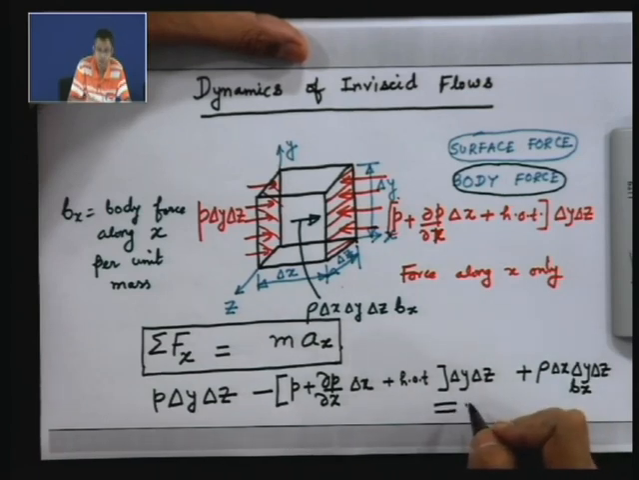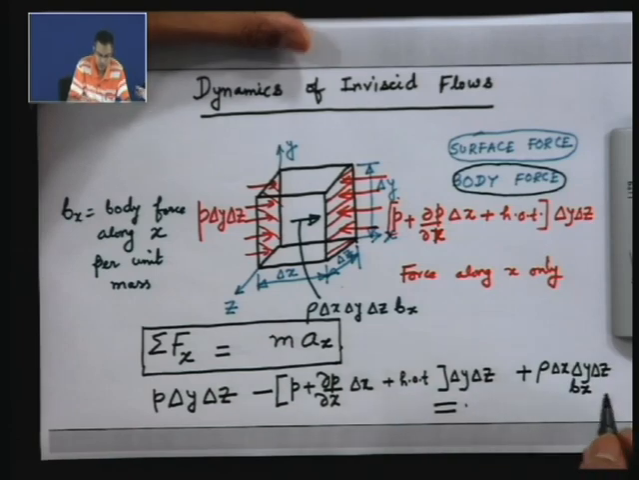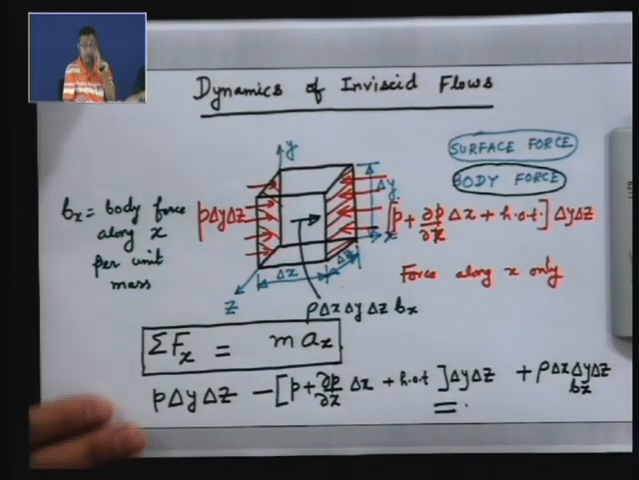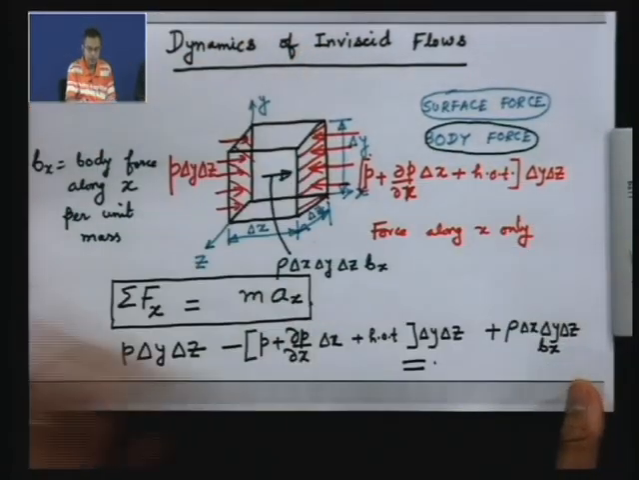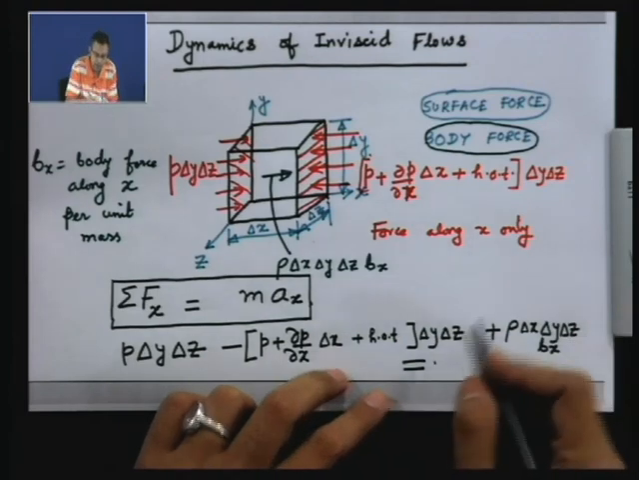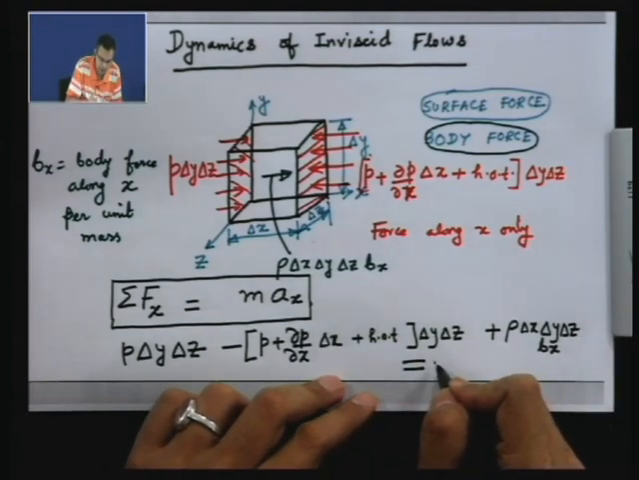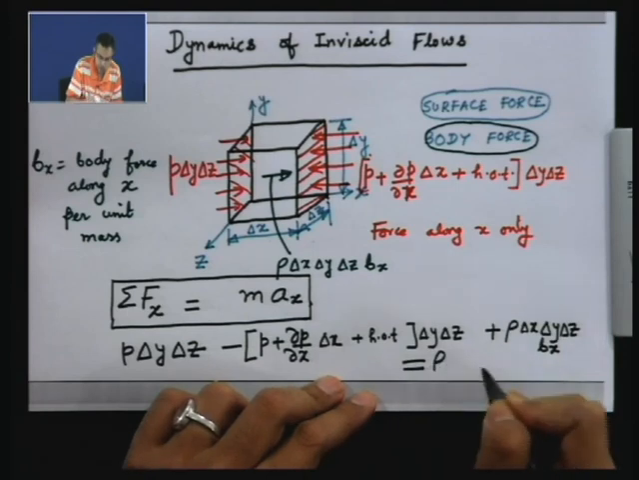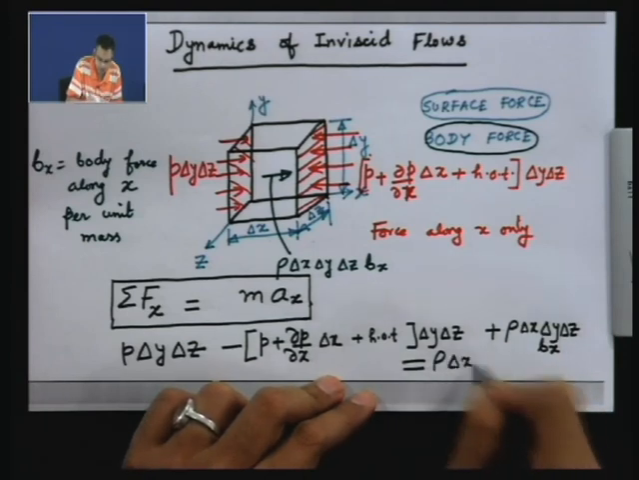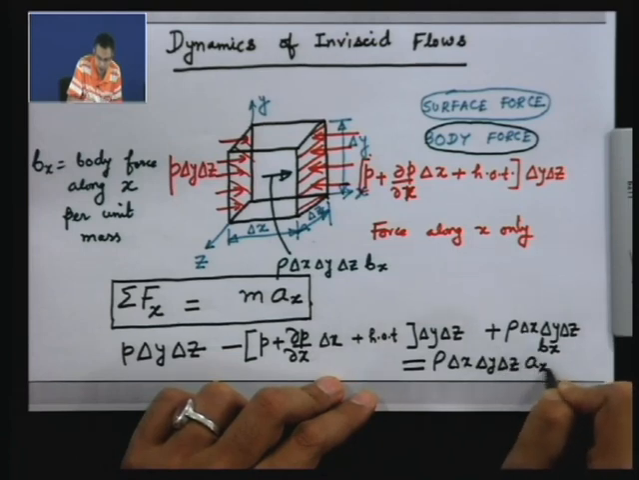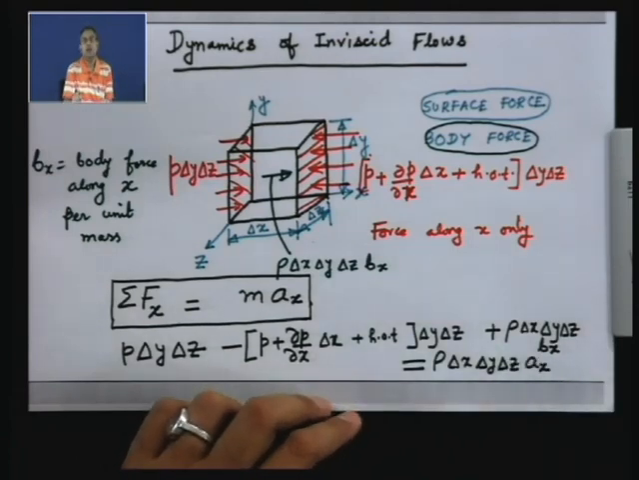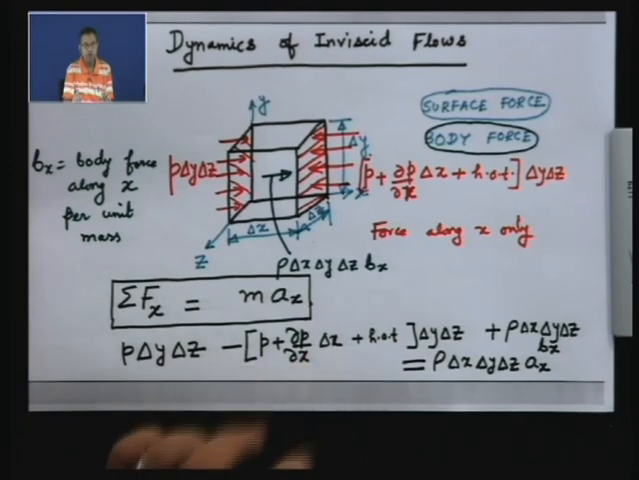What is m? Maybe in this sheet itself let us complete before we write the simplified form. So, m is equal to rho into delta x into delta y into delta z, and the acceleration is Ax. In the next sheet we will try to simplify this equation.